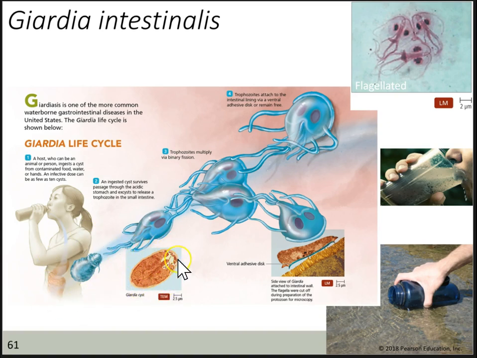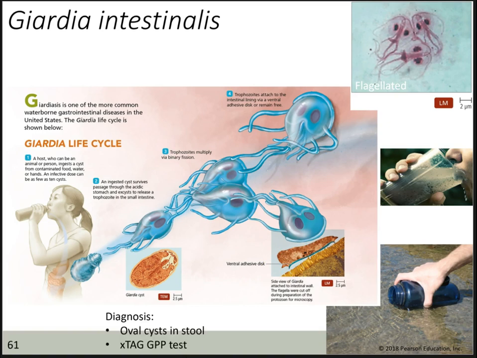That cyst is stable and resistant to the acid in the stomach, allowing the parasite to pass through the acidic stomach as a cyst, and it converts into a trophozoite in the small intestine. There it replicates by binary fission, so asexually, and then the trophozoites are able to attach to the intestinal cell lining via these suckers that the parasite has. And this is a side view of Giardia attached to the villi and the microvilli in the intestine.